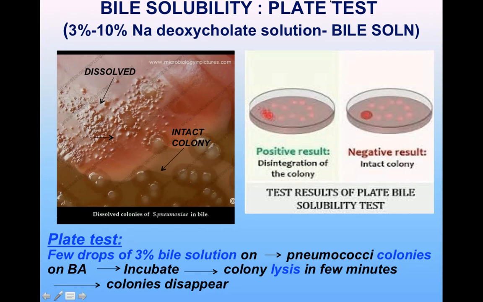Next, we can perform the bile solubility test. The bile solubility test can be performed both by using the tube method or directly on the plate. Bile salts are basically sodium deoxycholate citrate, and these salts have the ability to bring about lysis of Strep pneumoniae.